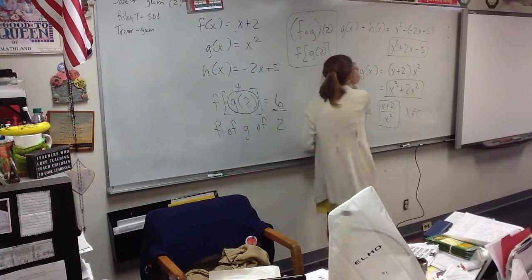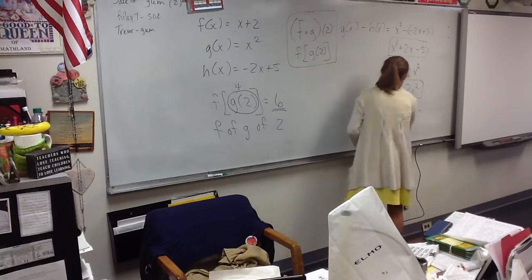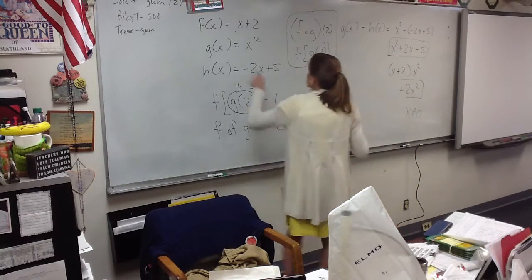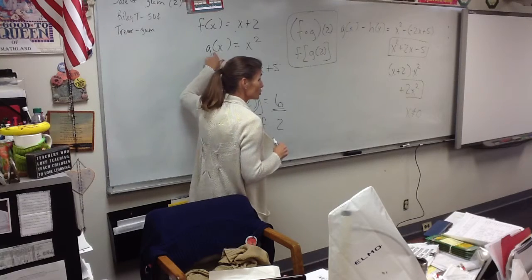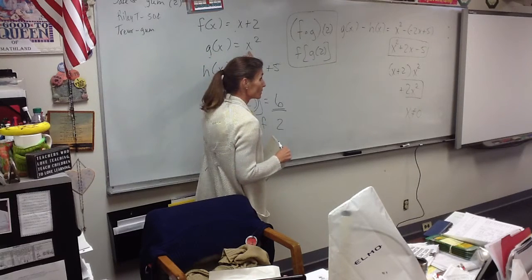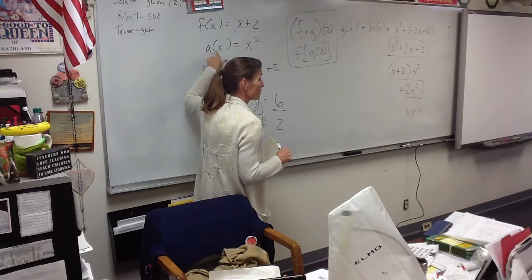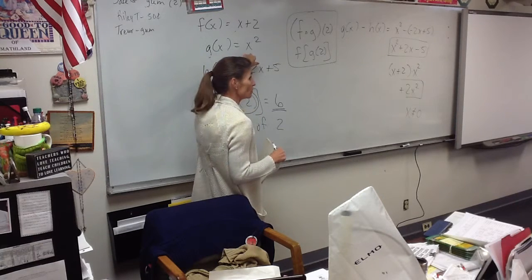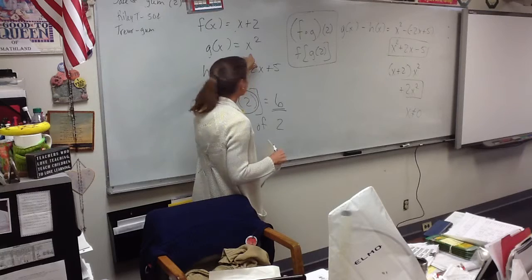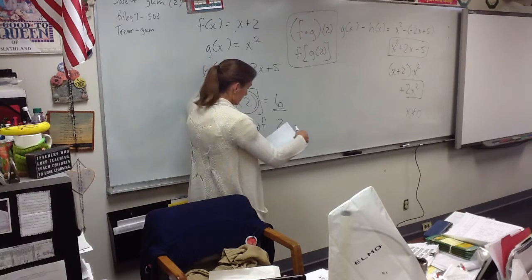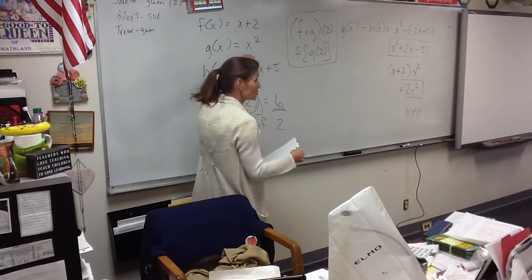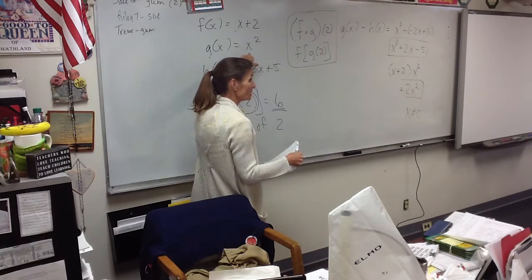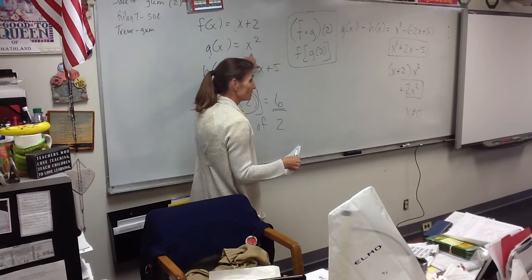What, Nick? How did we get g of 2 to get to be 4? Plug 2 in. G of 2 equals 2 squared. Remember, that's how you evaluate a function. You plug in the number. So it says find g of 2, we just put in 2. Yeah, we're putting it into the g function, which is x squared. So it's going to be 2 squared, which is 4.